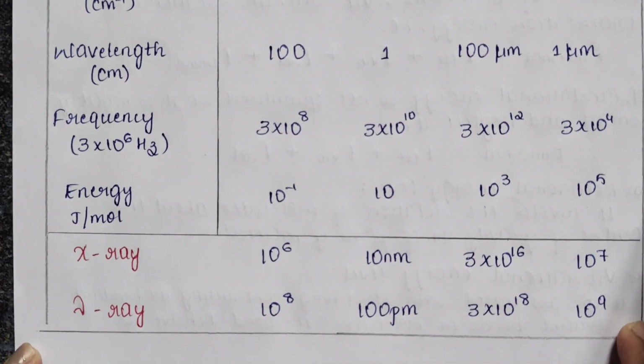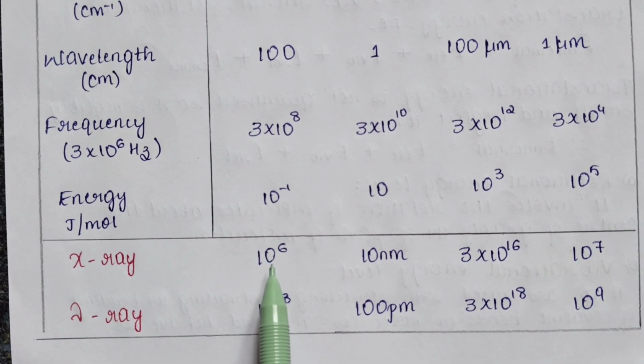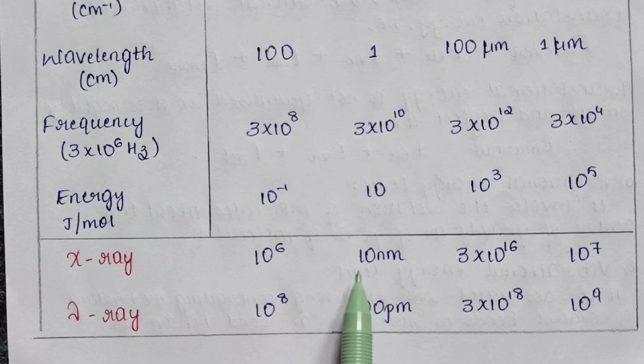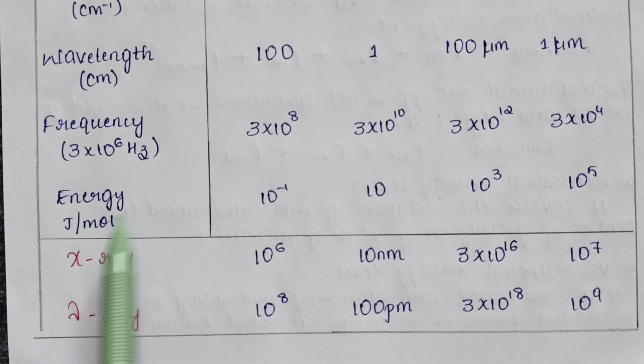Now if we see the X-ray and gamma ray, the wave number expressed in centimeter inverse is 10 power 6 and 10 power 8. Their wavelength is 10 nanometer and 100 picometer. Their frequency range is 3 into 10 to the power of 16 and 3 into 10 to the power of 18 respectively. Their energy, which is expressed in joule per mole, is 10 power 7 and 10 power 9 respectively.